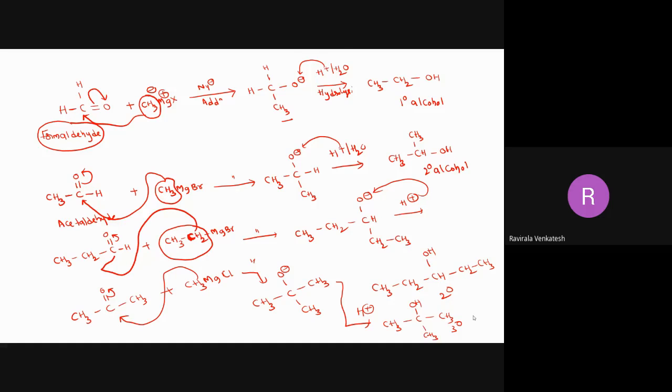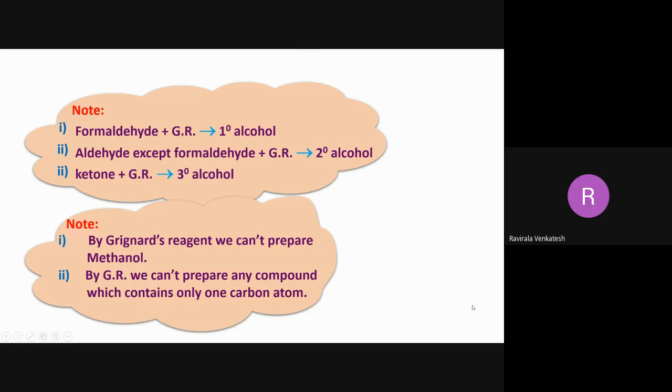Tertiary. Now, finally, what do we get? All ketones will give tertiary alcohol. All aldehydes except formaldehyde will give secondary alcohol, and formaldehyde only will give primary alcohol. Observe here: formaldehyde with Grignard reagent gives primary alcohol. All aldehydes except formaldehyde give secondary alcohol. And any ketone will give tertiary alcohol.